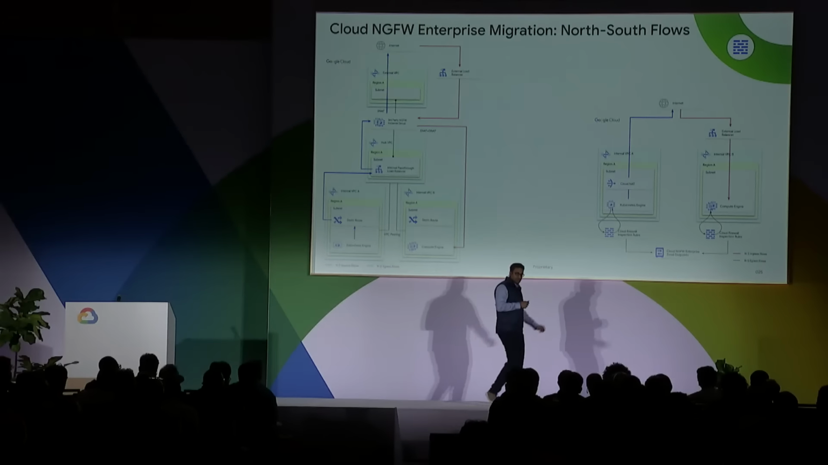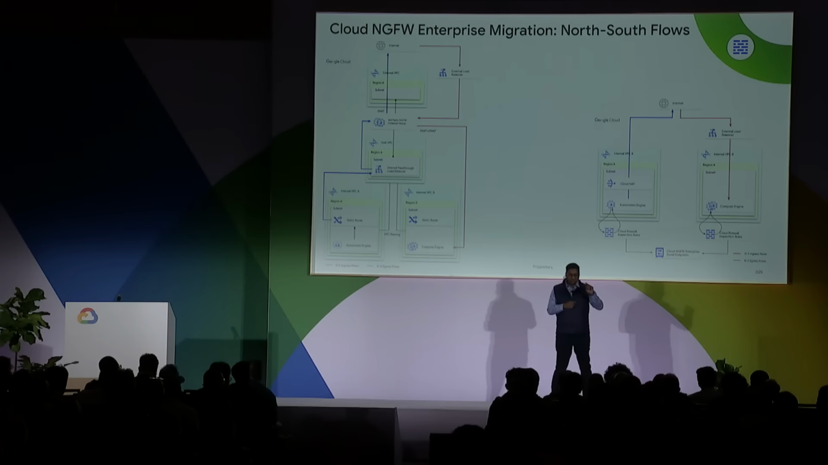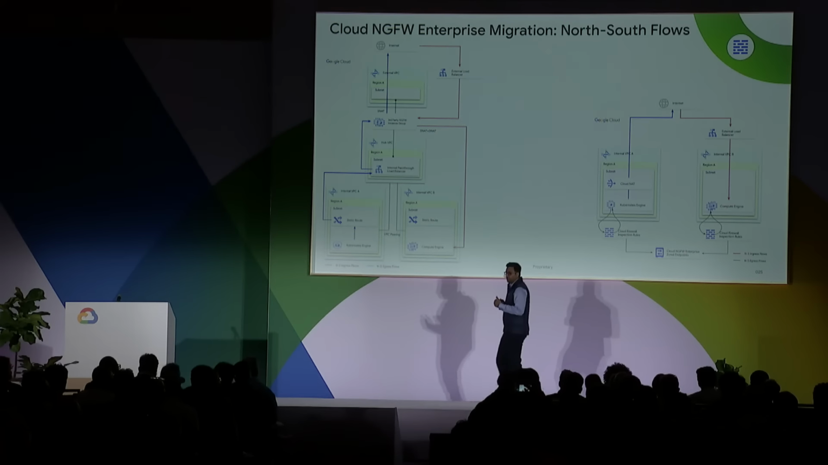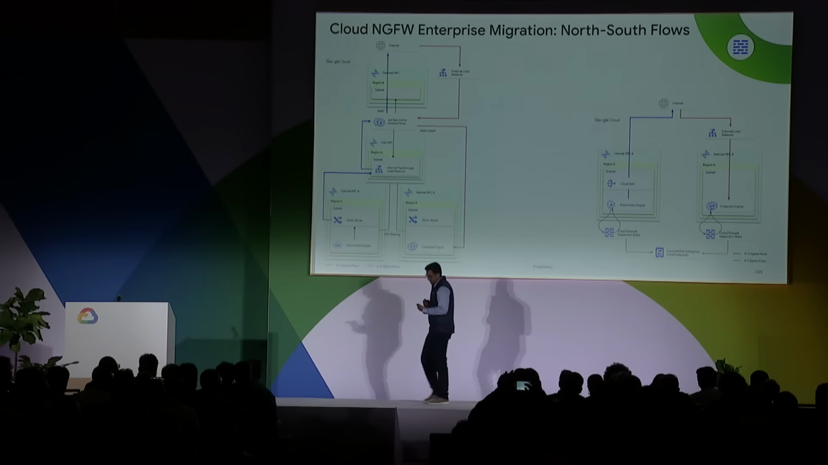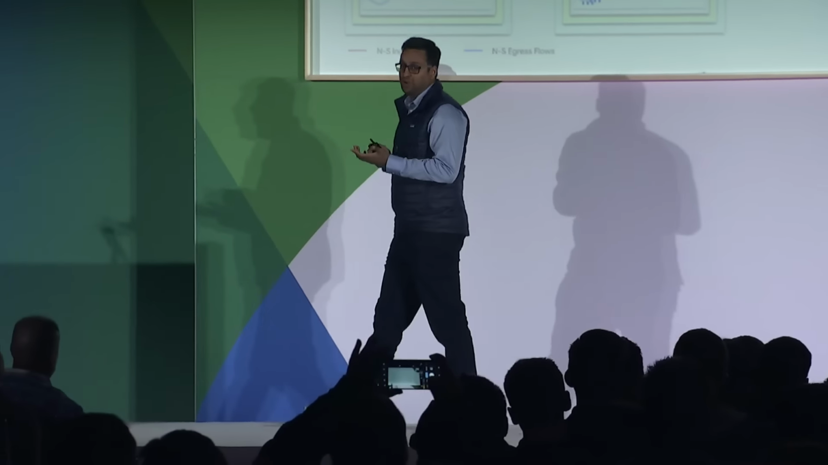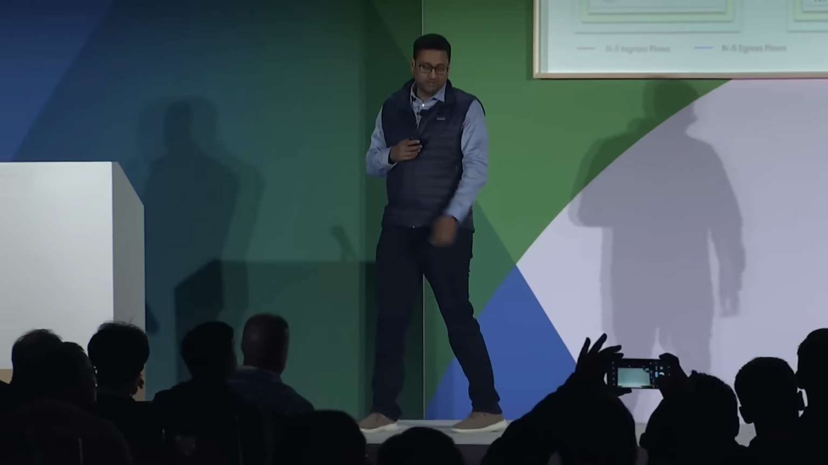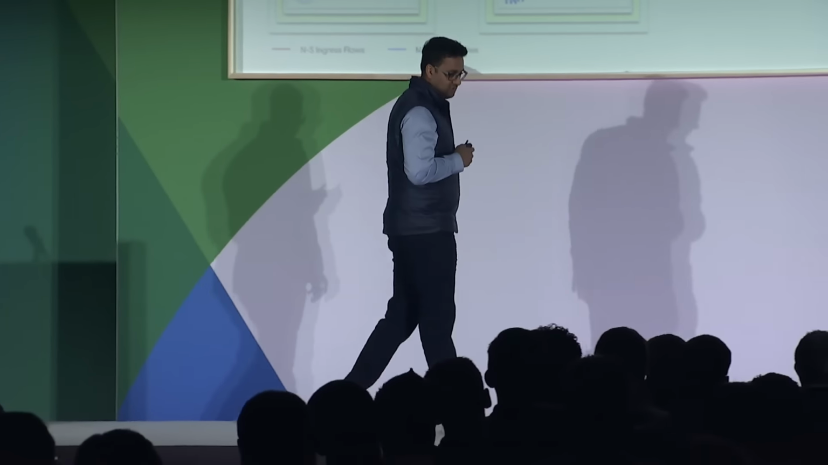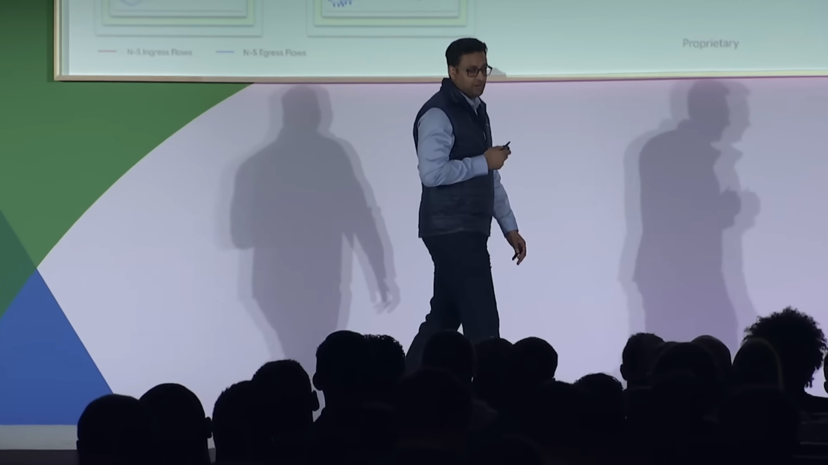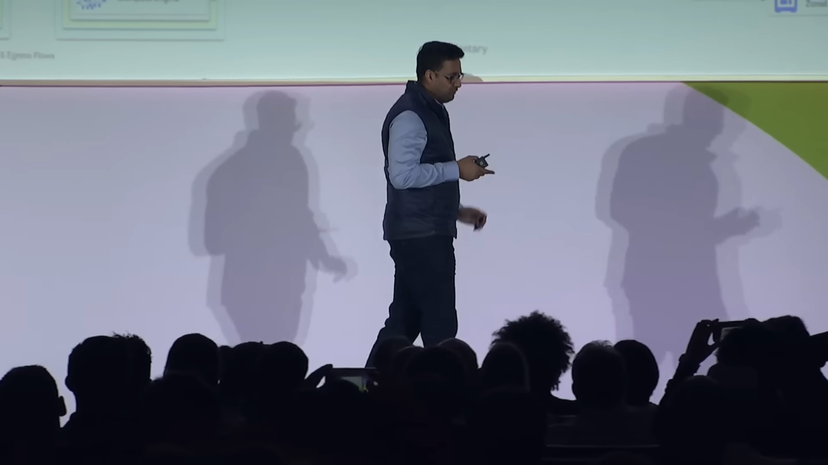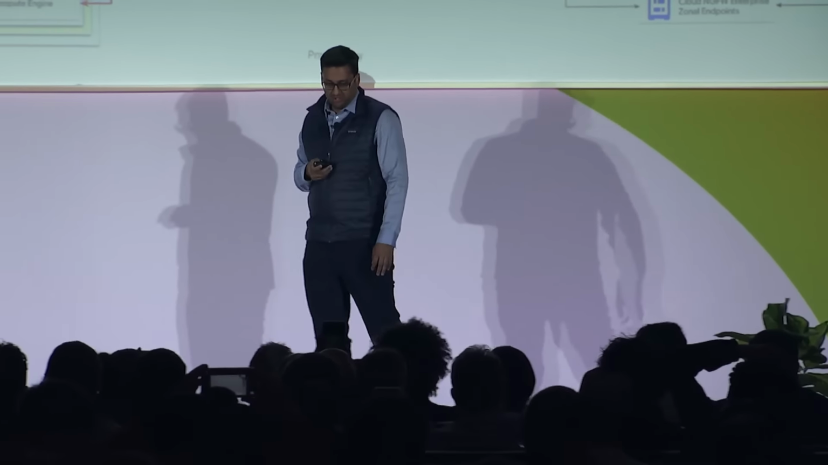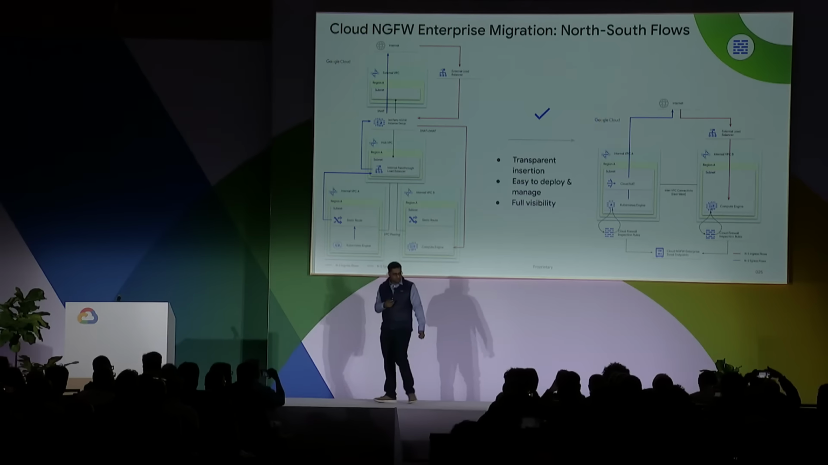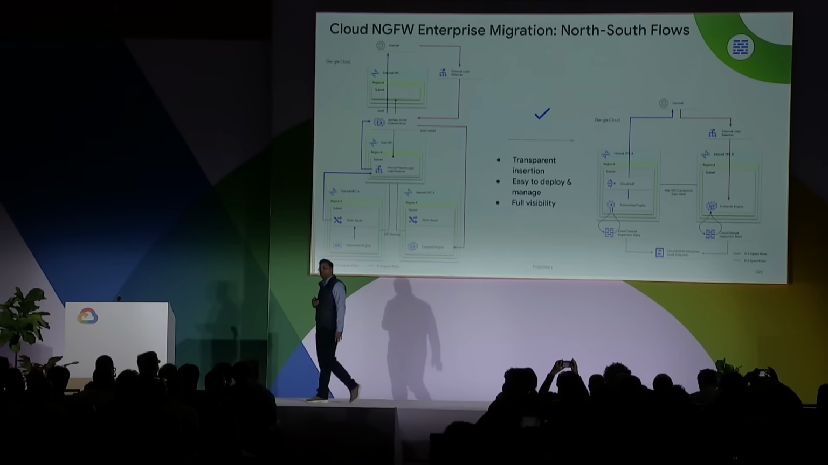In the left-hand side, one thing that I did not mention was for your ingress path, your NVAs have to also do source NAT and destination NAT because you can have asymmetric flows potentially. Again, in your Cloud NGFW architecture, all of this complexity does not exist. And then you can have VPC peering to make sure that any of the VPCs, any of the workloads can talk to each other. So completely transparent insertion, easy to deploy and manage, and you get full visibility as well.